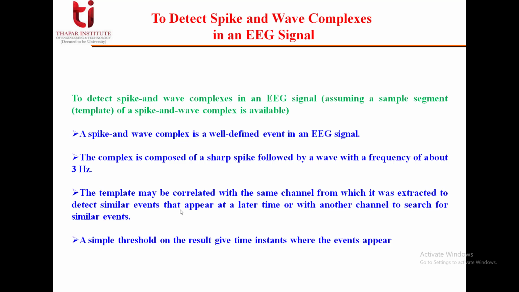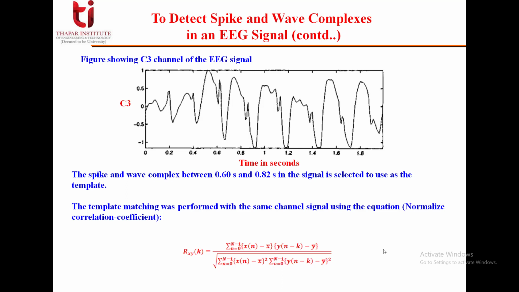So mainly we will use a template that we are assuming is already available to us, and then we will apply correlation, and then we can use a simple threshold to give the time instances where those events appear. So you can see one illustration.